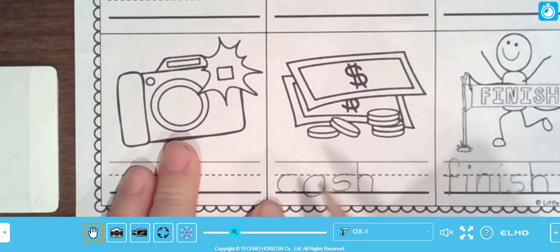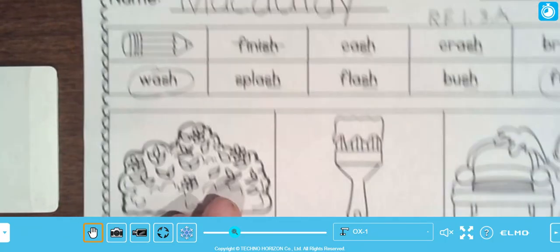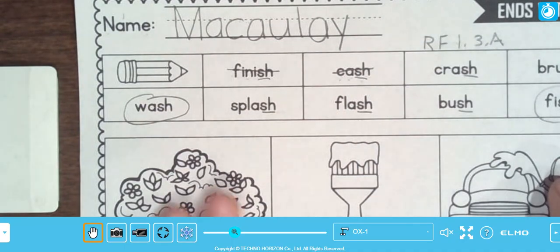Okay. I gave you some time to finish the word cash, but if you haven't finished, pause the video right now so you can finish it. Okay, because we're moving on. So let's cross out the word cash. And let's go on to this word right here.